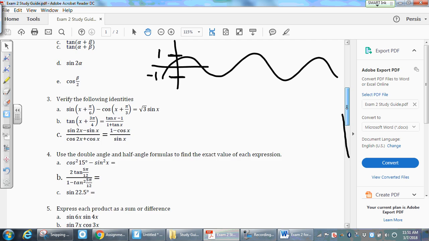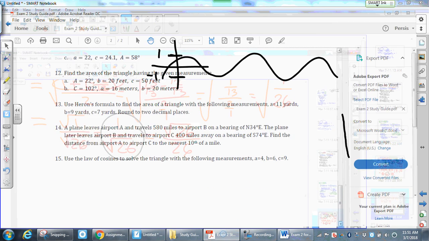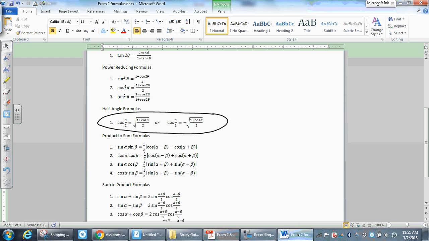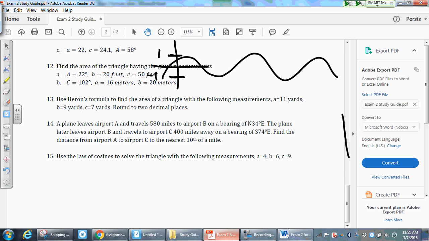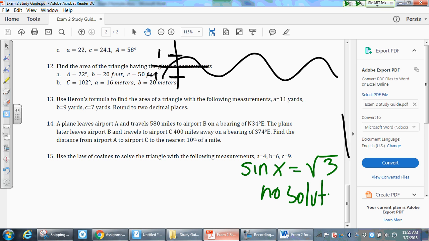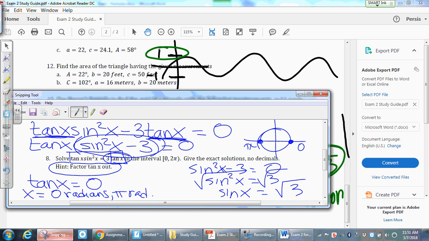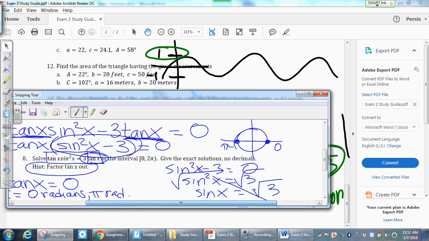Okay, well, the square root of 3, where is it? Anyways, we had sine of x is equal to the square root of 3. So right here it will be no solution because the square root of 3 is bigger than 1. Does that make sense? So then the only solutions that you will take are the ones that we found from the other factor. Only the things that we know, the 0 and the pi. From here we get no solution.